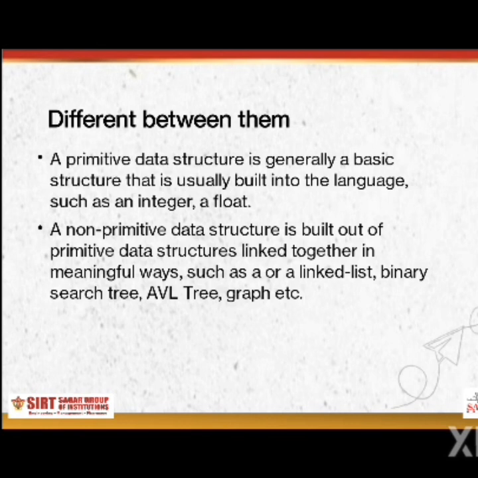If I differentiate between primitive and non-primitive data structure, then we can say that non-primitive data structures are derived from the primitive data structures, and the primitive data structures are basically structures that are usually built into the language, such as integer and float. And if I'm talking about the non-primitive data structure, they have different types of structures we use to put the data, like we can use trees, graphs, and trees are again divided into lots of forms like B tree, binary tree, AVL tree, and binary search tree. So these are the non-primitive data structures.